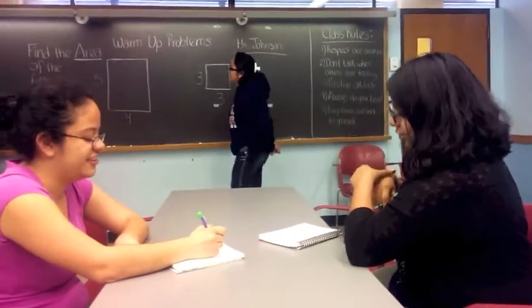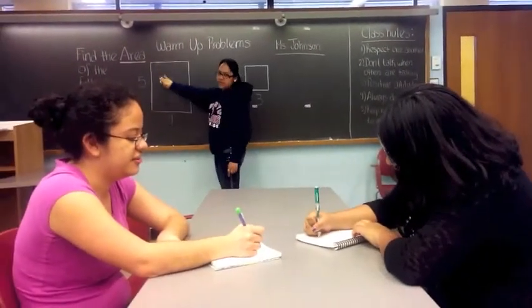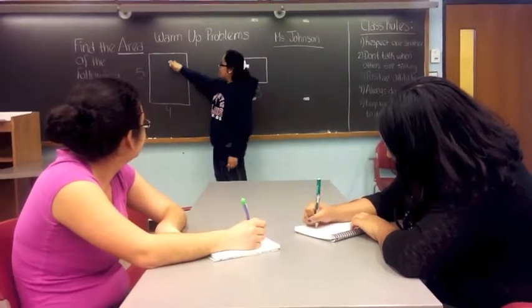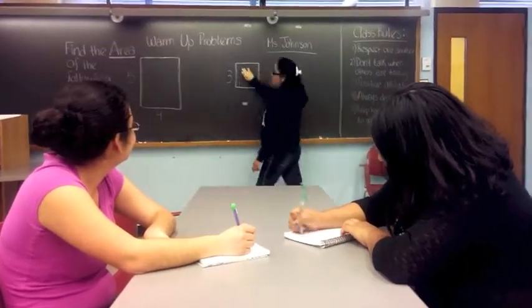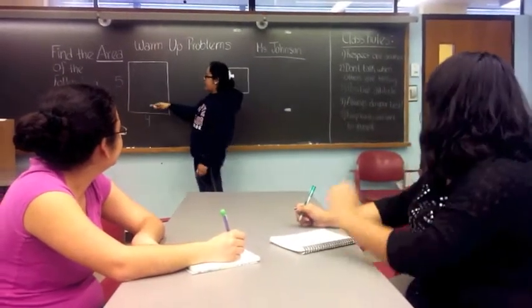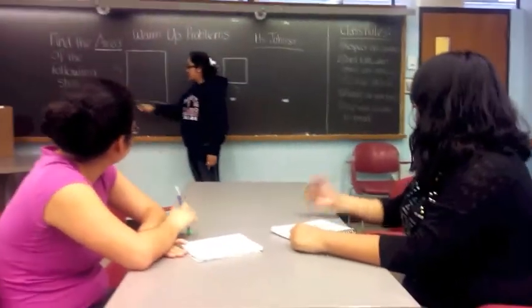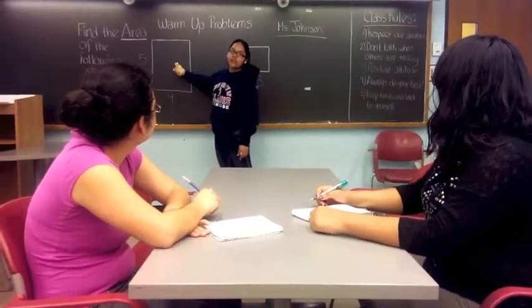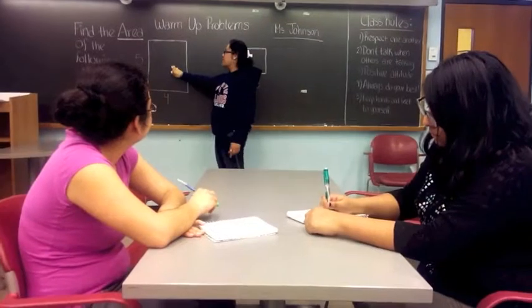Area is how many square units fill up a shape. In this case, how many square units fill up this rectangle and how many square units fill up the square. One way that we can find area is if we multiply 5 times 4. 5 times 4 is 20. So in this case, the area for the rectangle will be 20 square units.